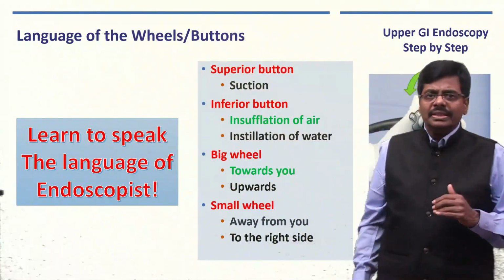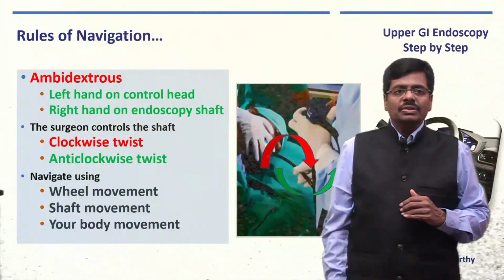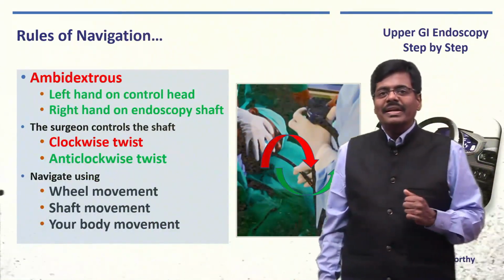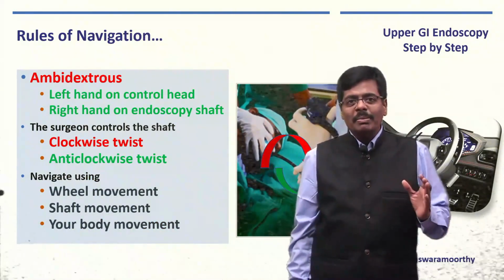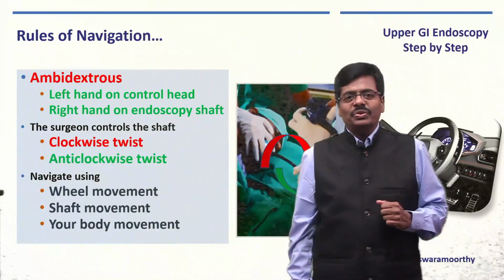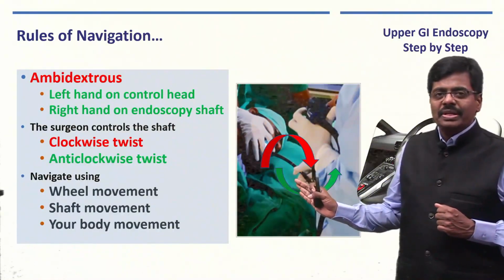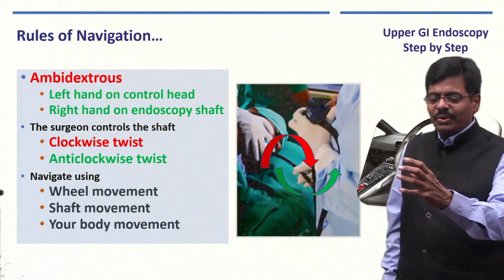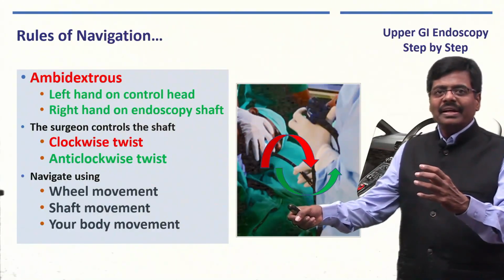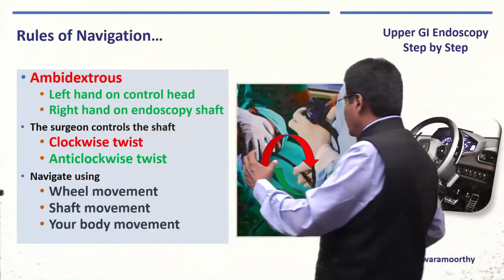So, all these things I am sure you will see in the live scope. And the next important thing is, I am sure all of you are already laparoscopic surgeons, you know what I mean by ambidexterity. You have to have full control of your scope, like here for example we are demonstrating. You have the control head in your non-dominant hand, and the right hand is holding the shaft, like what I am doing.